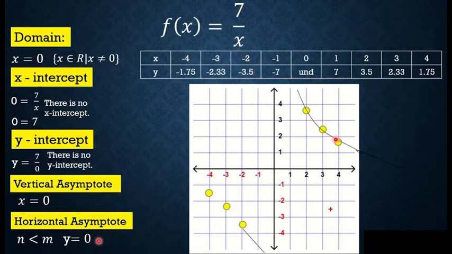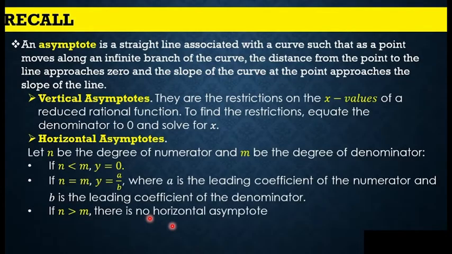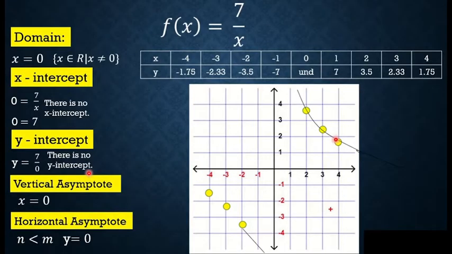So, y is equal to 0. Okay, paki-check na lang po dito in the horizontal asymptote. So, n is less than m, so y equals 0. Okay, so, in graphing po, so this is our graphing. So, meron tayong Cartesian plane dito.